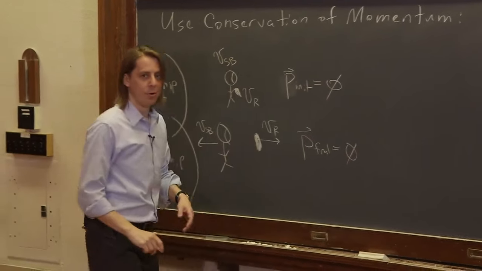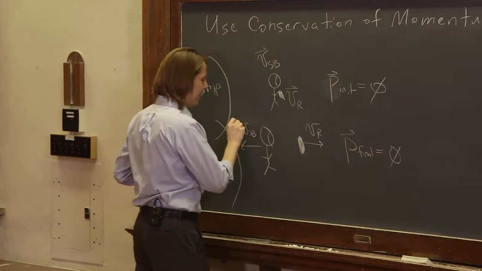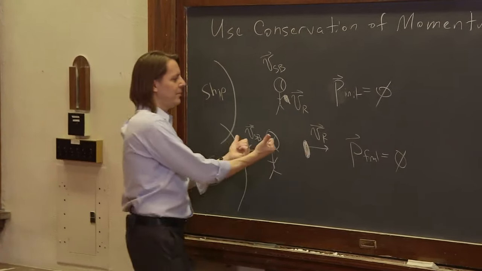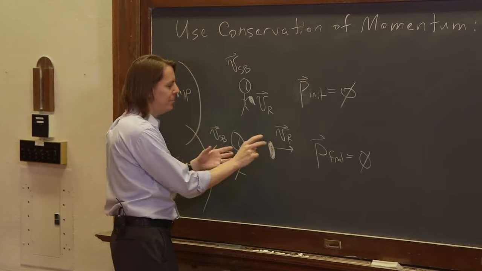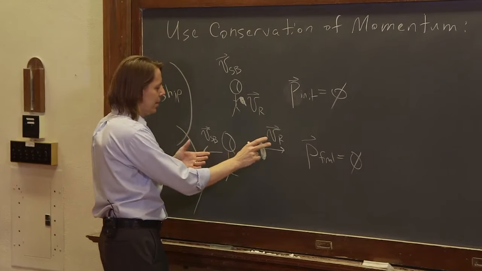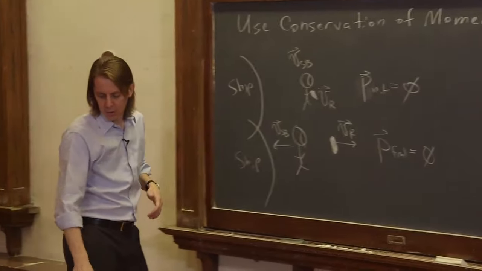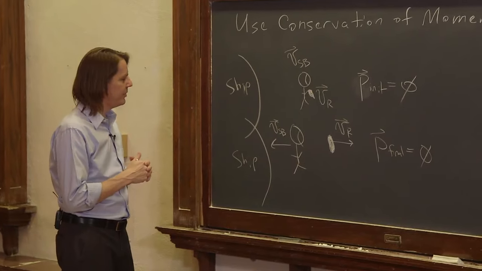It's still zero. You may not have noticed because I left my little vector hats off all the velocities, but when you add up momentum, you're adding vectors. Even though the velocities themselves might not be zero, each one has some speed. Since the directions are opposite, the momentum can cancel, and you get zero final momentum. So that's how you survive the space disaster.